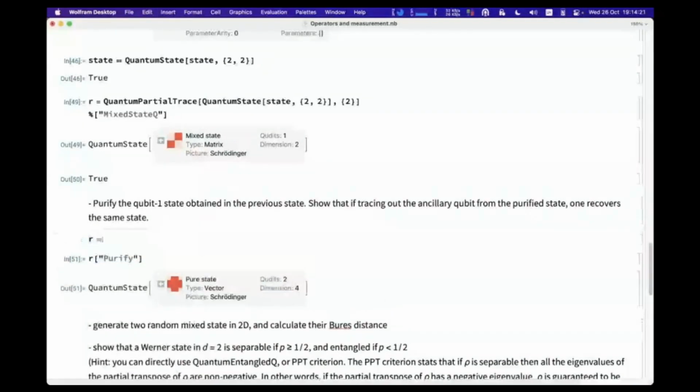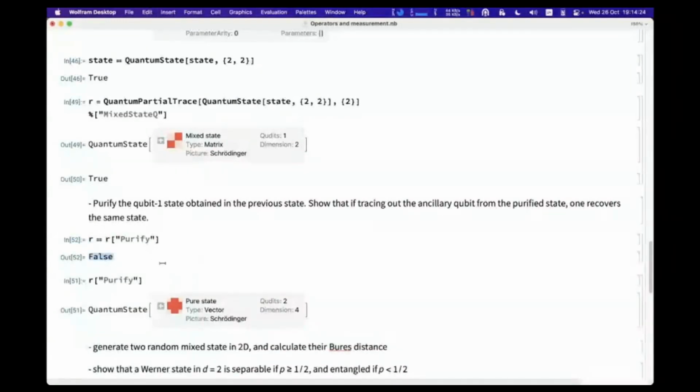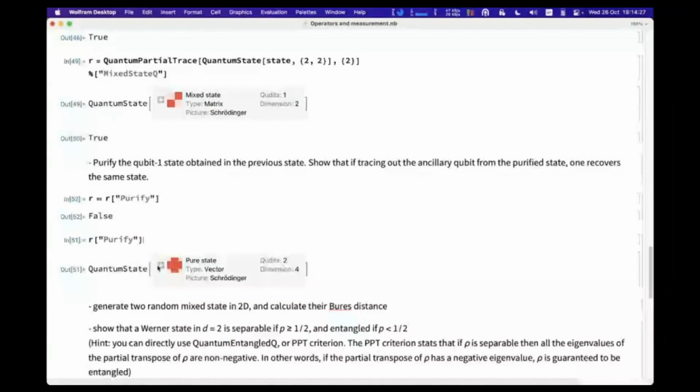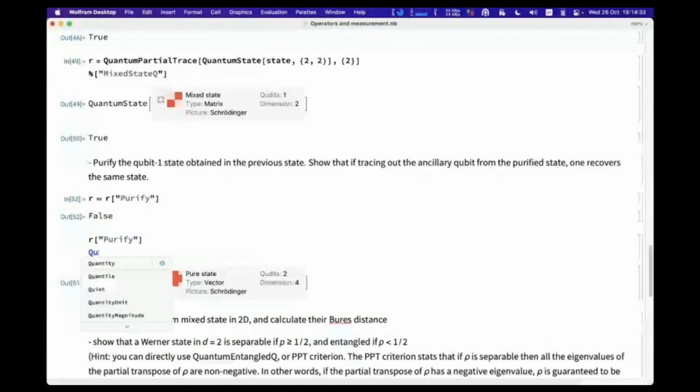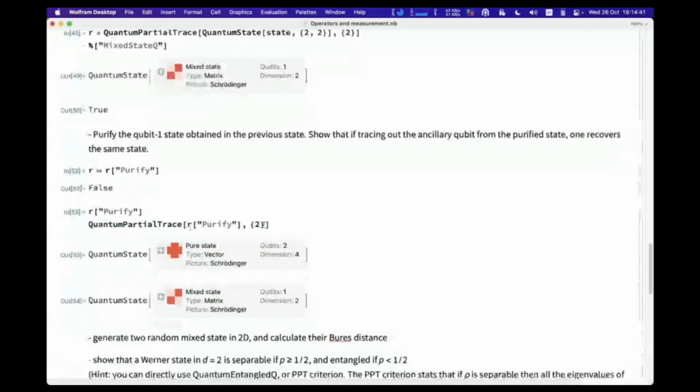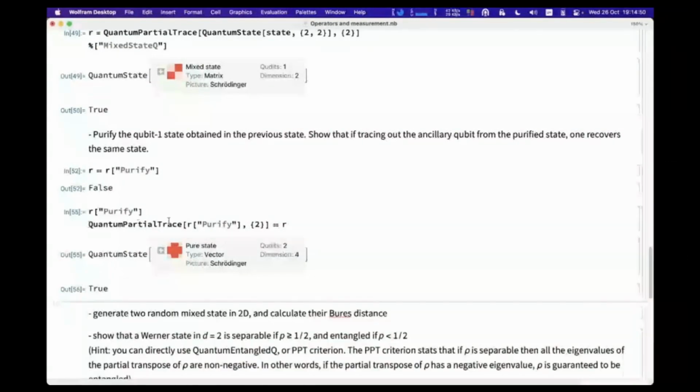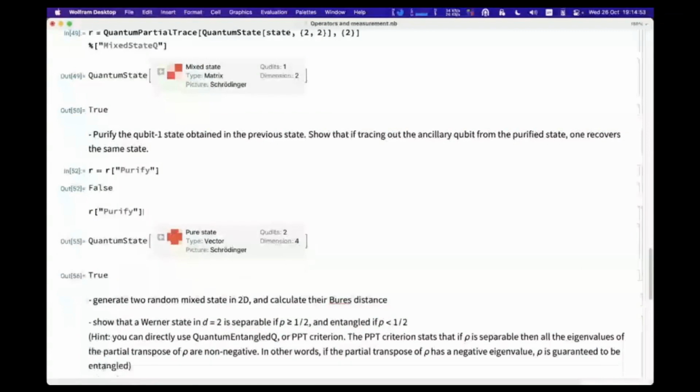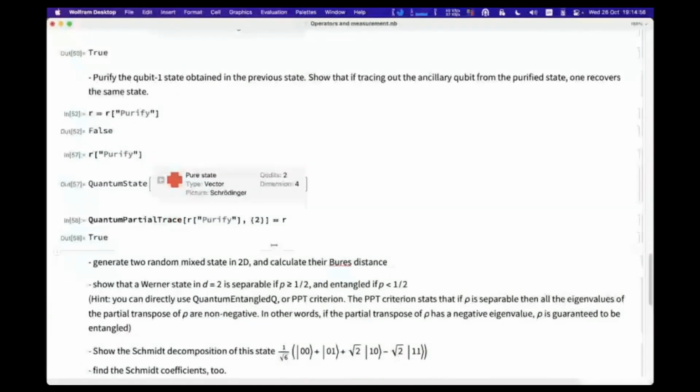Now, if you want to recover the original state, you just need to do the partial tracing over the ancillary qubit. So let's just take the partial trace of the second one. You are going to recover your mixed state, and you can easily test that that's exactly the same as the original mixed state R that we started with. Okay, so it's just the purification, it's a very common process that we have in quantum information. So in order to purify a mixed state, just ask for the property purify.